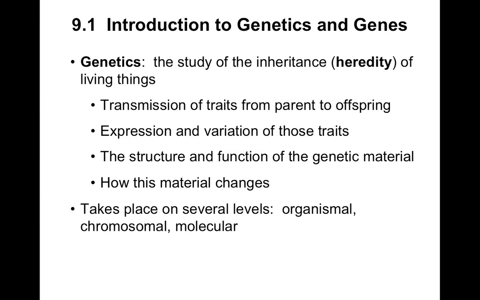neighbor's genome. So it's basically the transmission of traits from parents to offspring, and the expression and variation of these traits. That would be the phenotypic variety, or the phenotypic expression of these traits. Then the structure and function of the genetic material and how this material changes. So it takes place at several levels: organismal, chromosomal, and molecular.